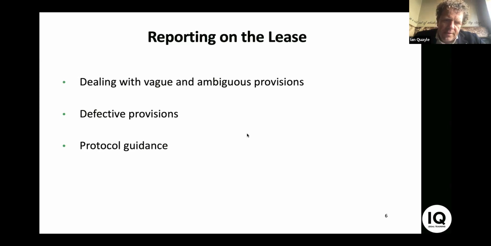It's also important, I think, to highlight to clients any defective provisions within the lease, and again, to suggest to the seller that they seek a variation to the lease before your client proceeds, or to have a look at the Landlord and Tenant Act 1985 and 1987 to see if it's possible to make an application to tribunal to vary the lease with or without landlord cooperation.